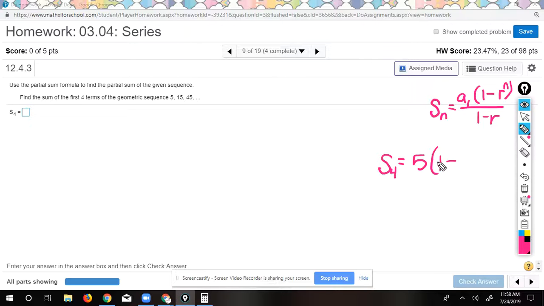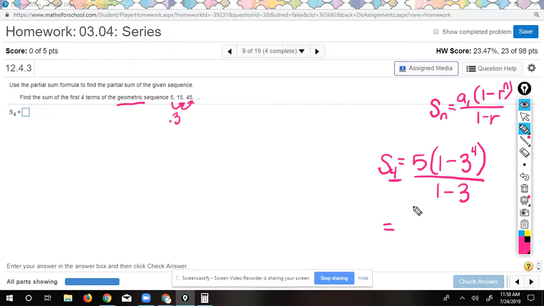My common ratio is how the numbers are changing, and if we look at the numbers, it looks like they're going up rather quickly. It looks like we're multiplying by 3. And it tells us geometric, so we know that it's multiplying. Okay, so this is a 3, and we're raising it to the 4th power because we want to find the sum of the first 4 terms. 1 minus that common ratio.